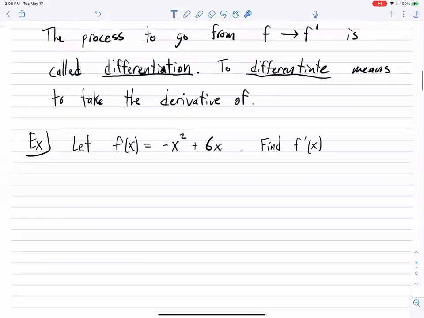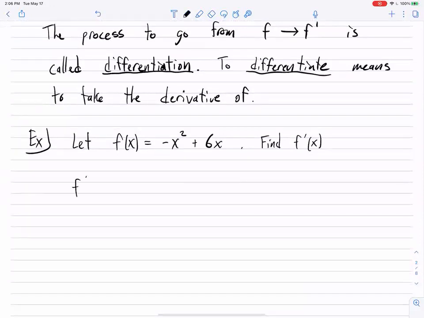And so let's do an example. So let f of x be the following function. How can we find its derivative function? Well, remember, by definition, f prime of x is equal to the limit as h approaches 0 of f of x plus h minus f of x over h. And so maybe we should do those first.